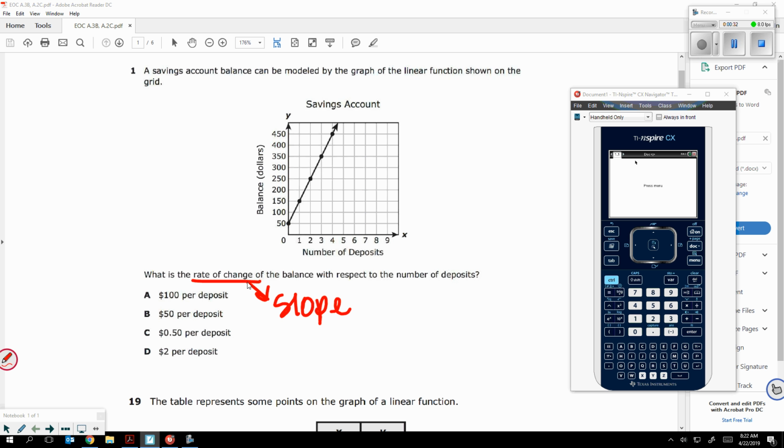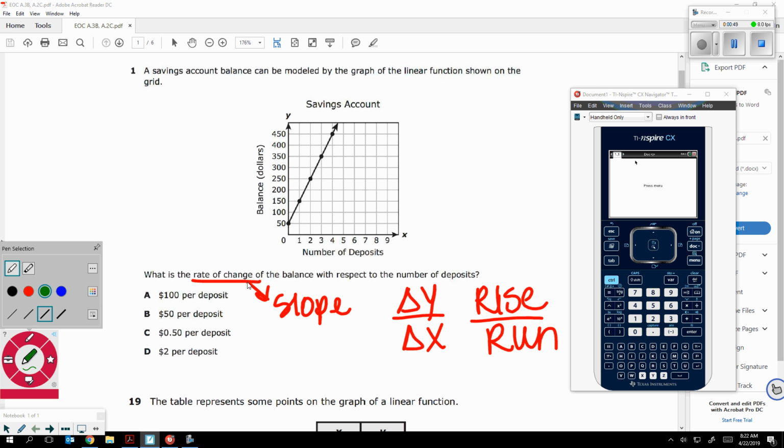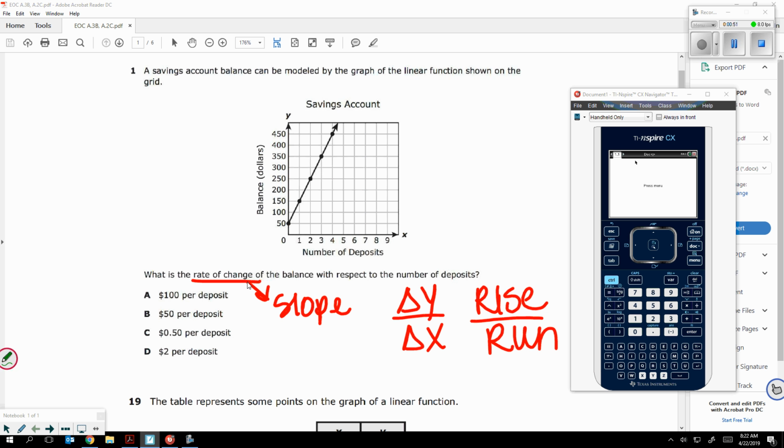Okay, so to find slope, how do you find slope? Change of y over change of x. Good. We also can say rise over run. All of them mean the same thing. So if we look at our graph, we need to do our change of y. We're going from one point to the next. I'm going from 50 up to 150. How much is that?